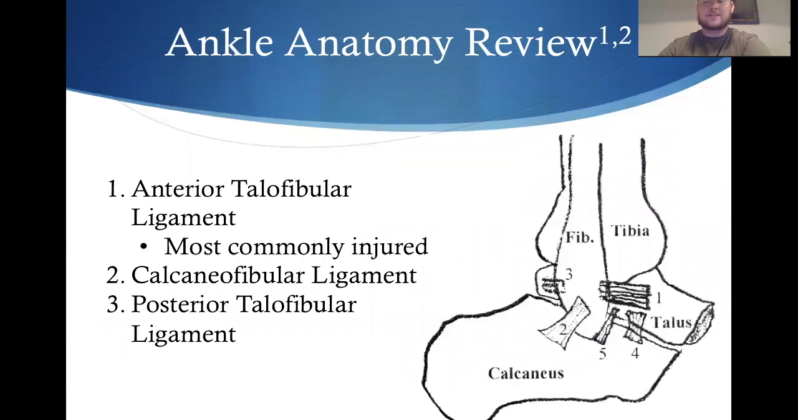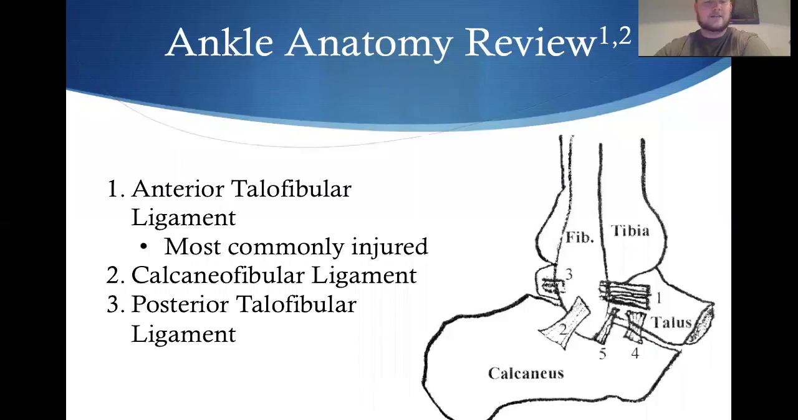Looking at the ankle, the static stabilizers of the lateral aspect of the talocrural joint are going to be the anterior talofibular ligament, the calcaneofibular ligament, and the posterior talofibular ligament. Of these three, the most commonly injured is by far the ATFL, and that is because it has the lowest maximal load compared to the other two ligaments.